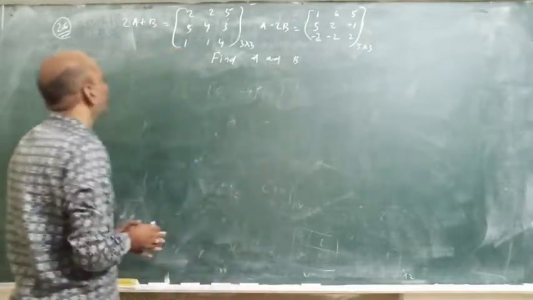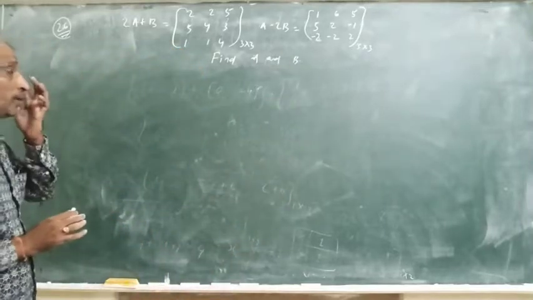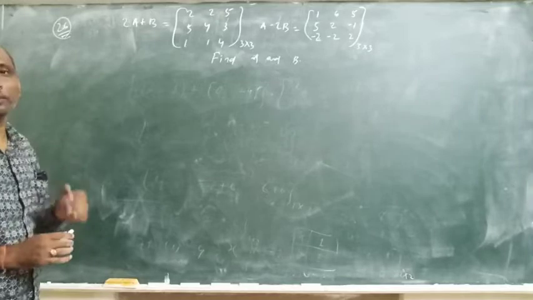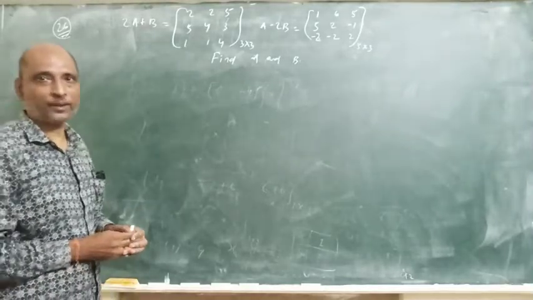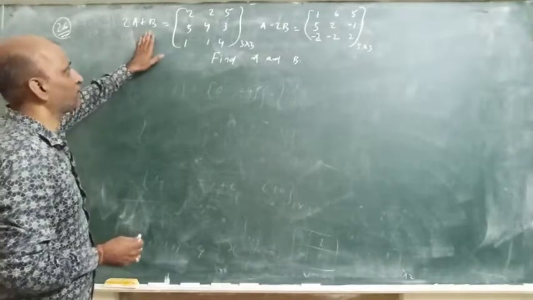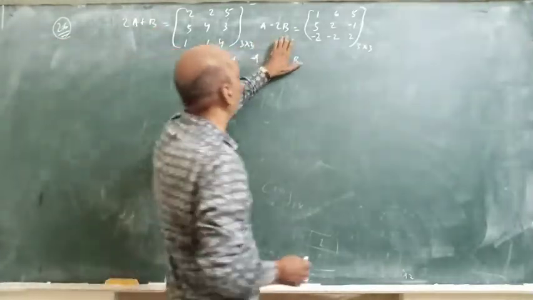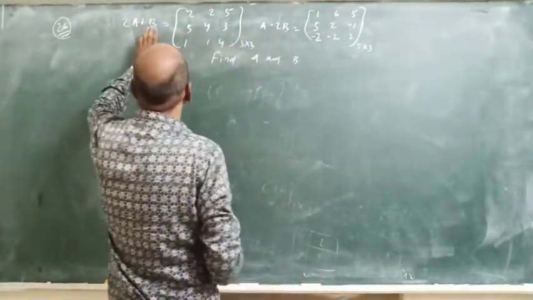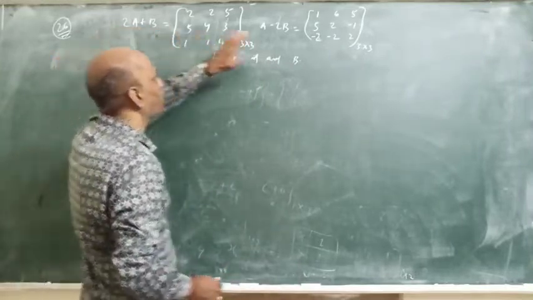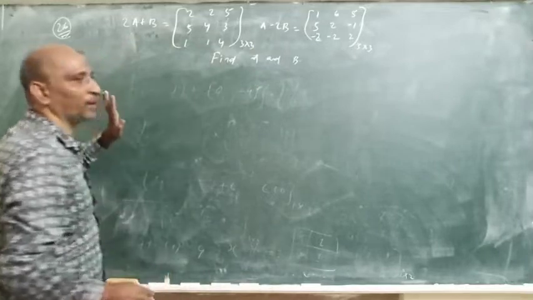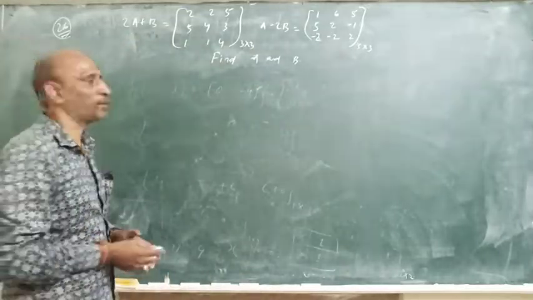Okay, so here just like your equation, the way we solve it, we will solve this too. So this is 2A plus B, this is A minus 2B. So by multiplying by 2 it will be 4A plus 2B. Then after adding, minus 2B plus 2B will cancel, so we will do like that.